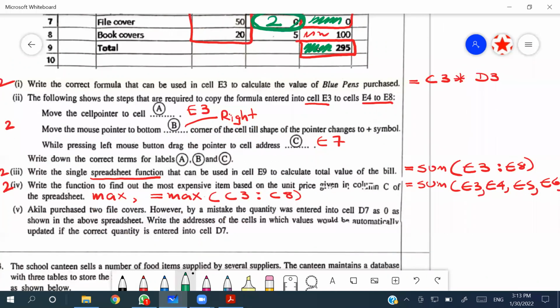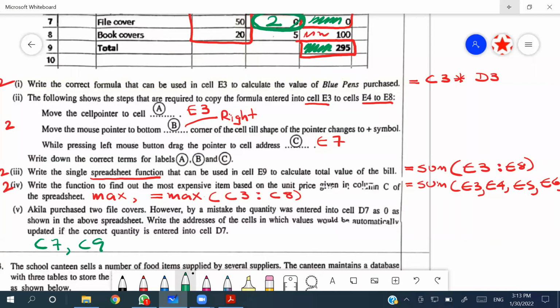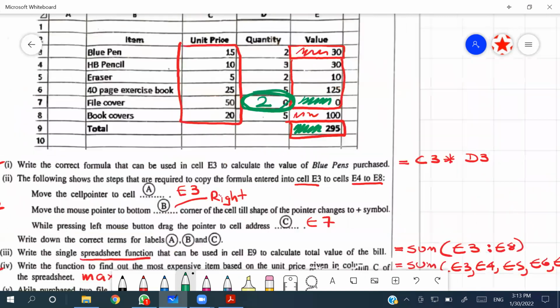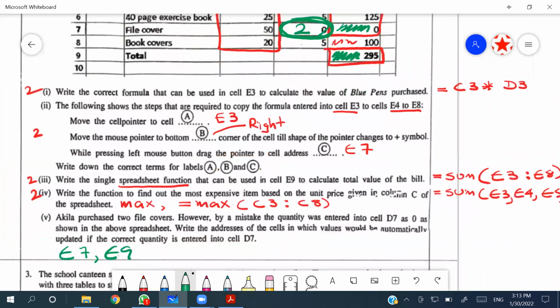So updating values will happen in cell E7 and cell E9, not C7, my bad, since it is in the E column, right here. So again, that's going to give you 2 marks. Who got 10 out of 10 for this? It's an easy question to take 10 out of 10.